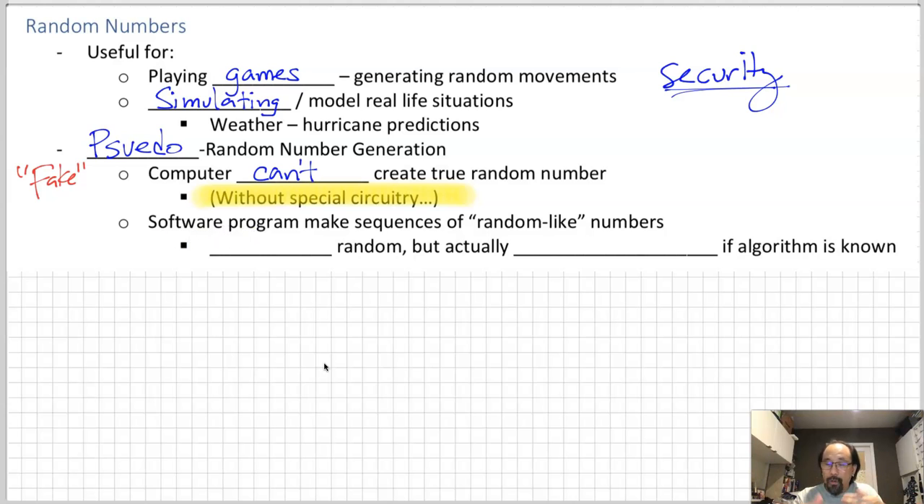This software program calculates the next number, and it does it in a way that it looks very, very random, even though it's not. So if you actually knew the actual algorithm, and if you actually knew where we were in that sequence, you would actually be able to predict the next number. Okay, so that's the idea of random numbers.